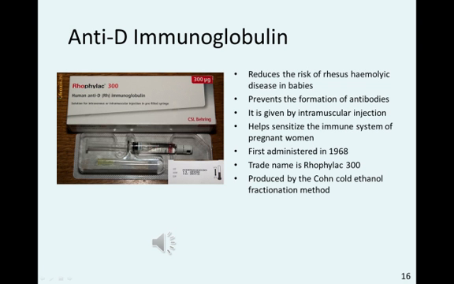Anti-D immunoglobulin. It reduces the risk of Rh hemolytic disease in babies by preventing the formation of antibodies. It is given by intramuscular injection, and it was first administered in 1968. Its trade name is Rhophylac 300.